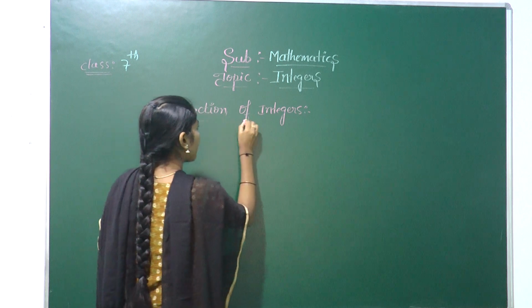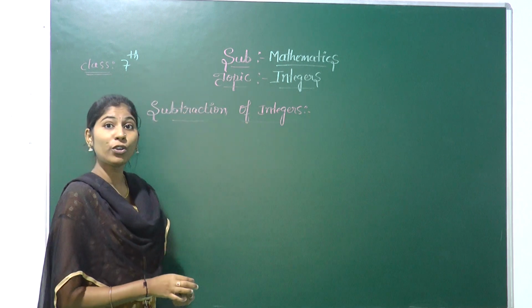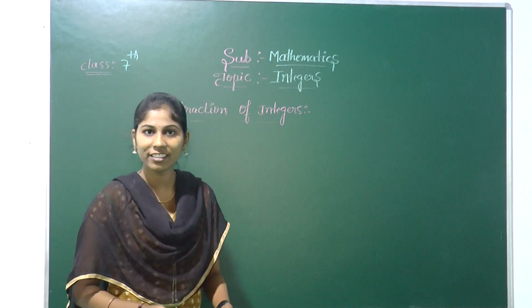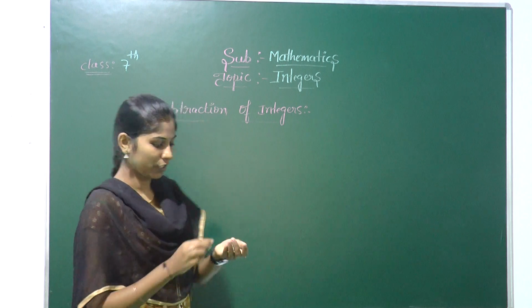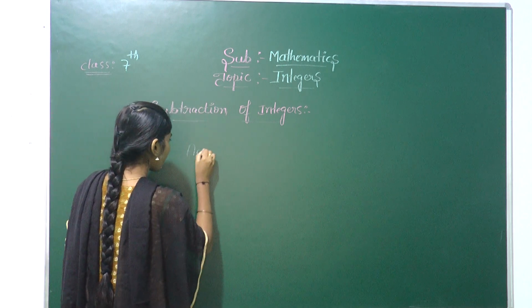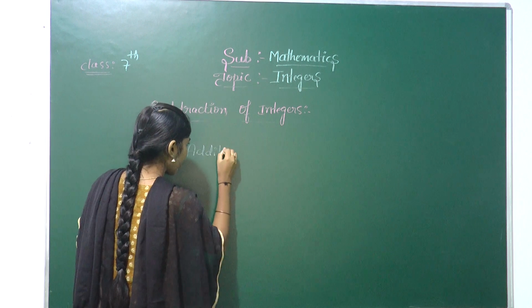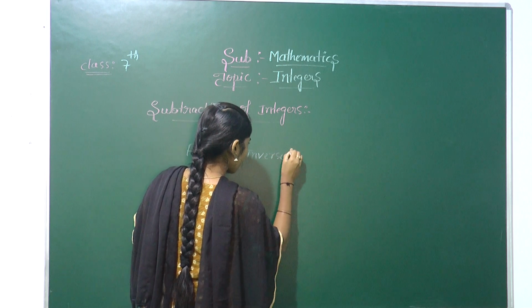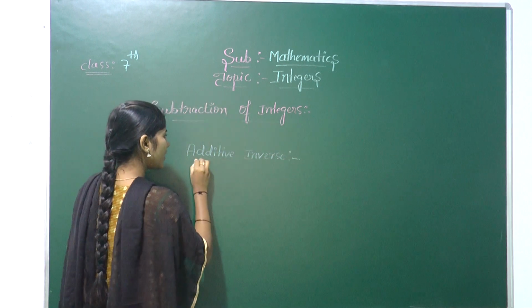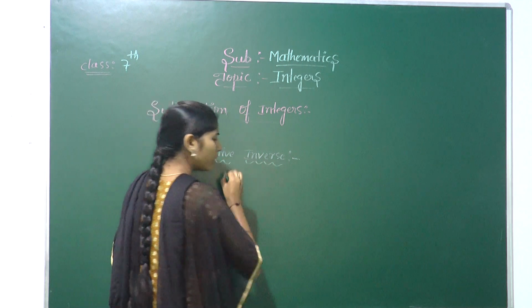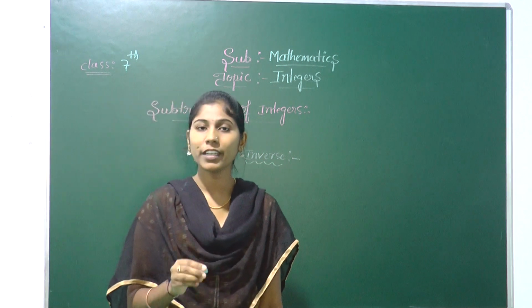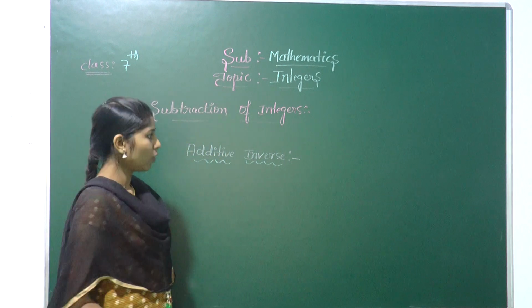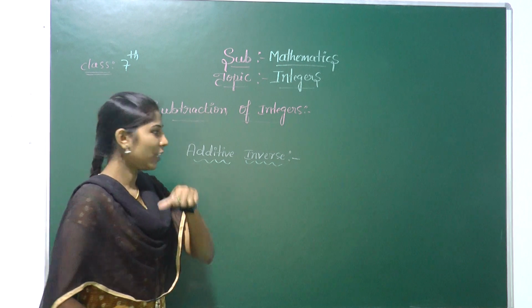So how to subtract integers? Before going to the subtraction of integers, I will tell you one important thing, that is additive inverse. What is the meaning of additive inverse? Additive inverse is nothing but this: when you add any two integers, if you get the sum as 0, those are called additive inverses.